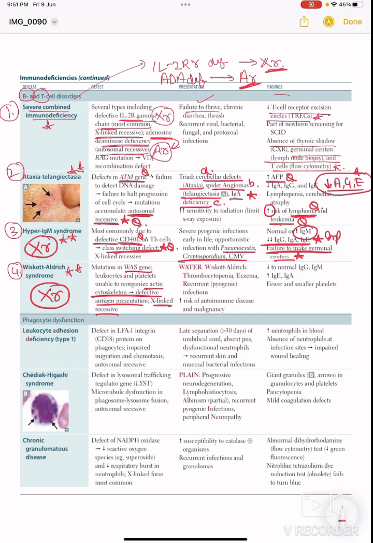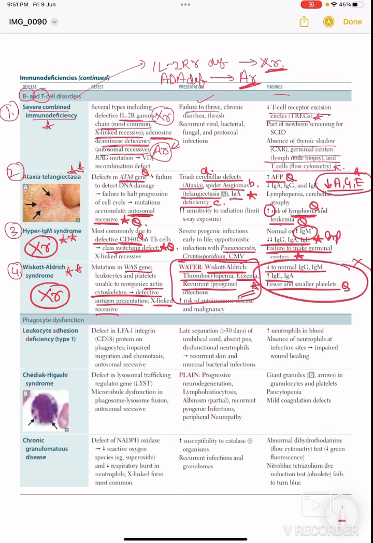In Wiskott-Aldrich syndrome, you can remember the presentation with WATER: Wiskott-Aldrich, thrombocytopenia, eczema, and recurrent pyogenic infections. Fewer and smaller platelets are found, normal to decreased IgG and IgM, and decrease in IgA and IgE. These particular things are generally not asked. Only the presentation part, the WATER part, is the main thing that will be presented in your clinical presentation questions, and you will be asked what defect it is, what is your diagnosis. That's it. Now coming to the last part, phagocytic dysfunction.